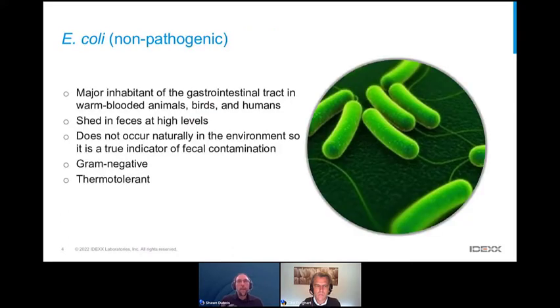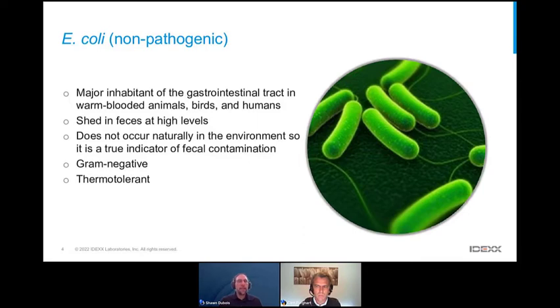When we often think about indicator organisms, the one that pops to mind the most is E. coli. E. coli is a major inhabitant of our intestinal flora. It is found in very high numbers, and therefore it is also shed in very high numbers in fecal material. And the really important thing here is that it does not naturally occur in the environment. If we're finding E. coli, that means there has been some kind of contamination event. This makes it the perfect indicator organism for fecal contamination.